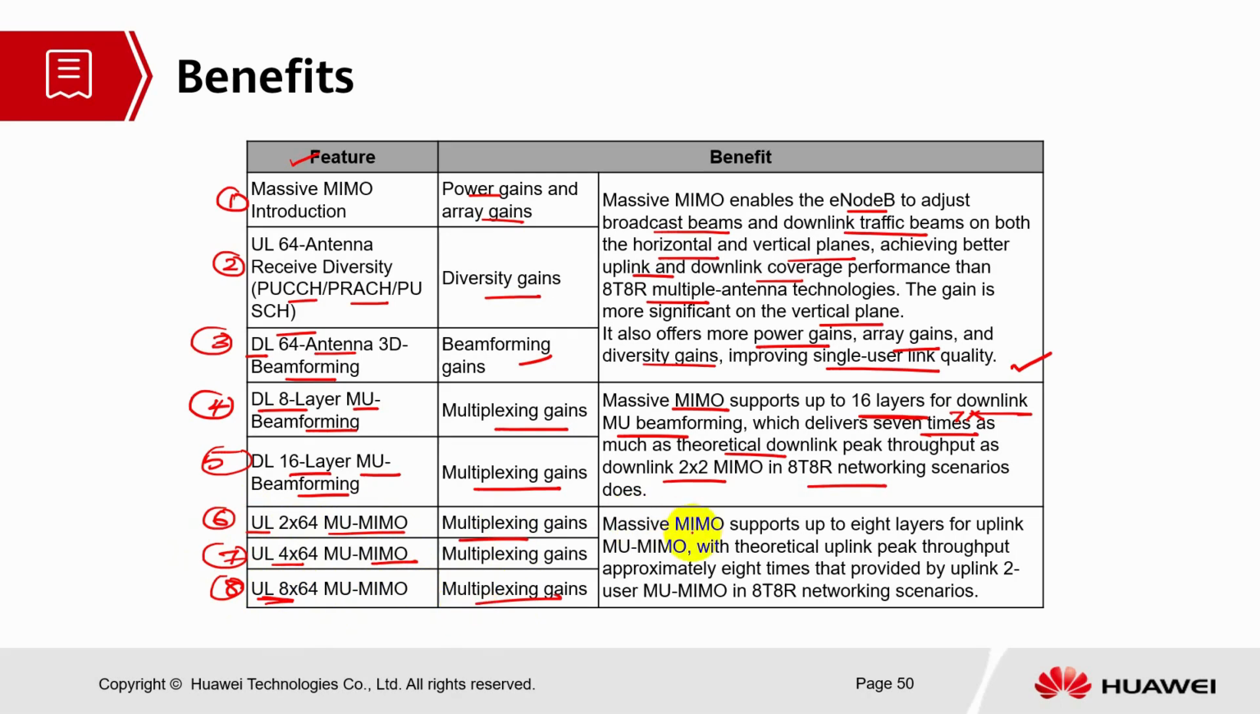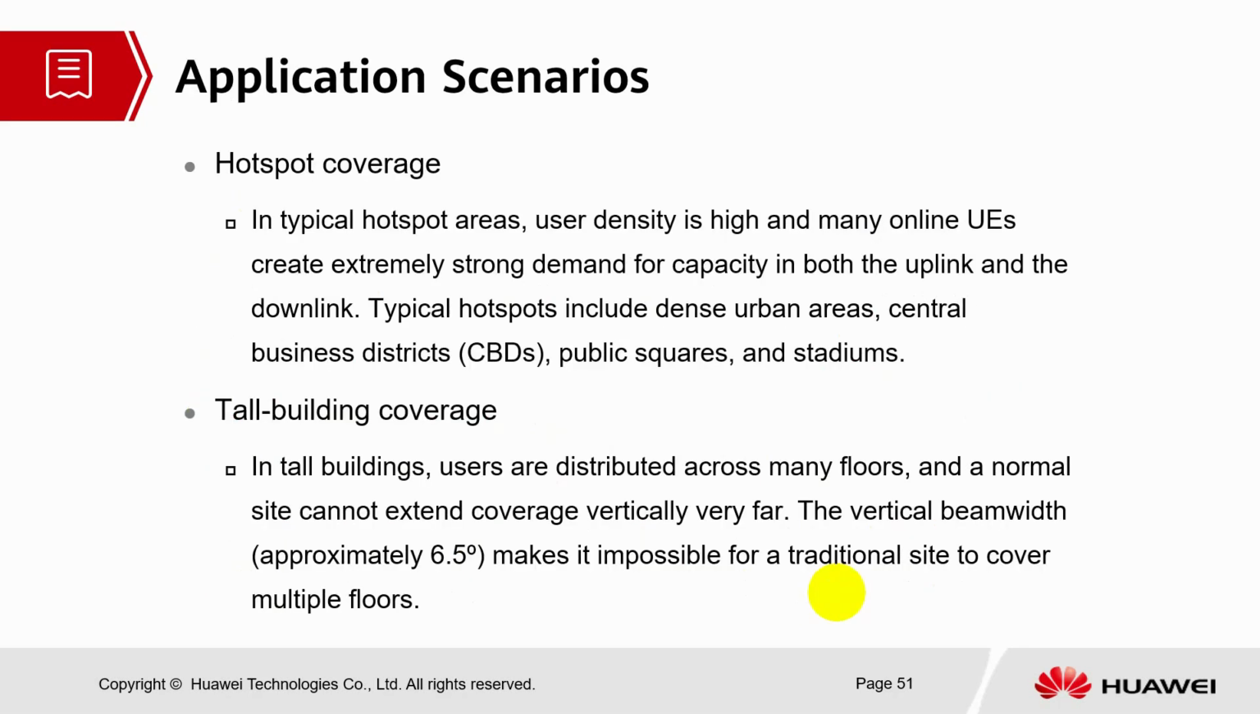The benefit of this Massive MIMO is support for up to 8 layers for uplink multi-user MIMO, with theoretical uplink throughput approximately 8 times that provided by 2 users of uplink in 8T8R networking scenarios. So it helps on the uplink and downlink throughput and also the quality. So what are the application scenarios? This can be applied in hotspot coverage areas.